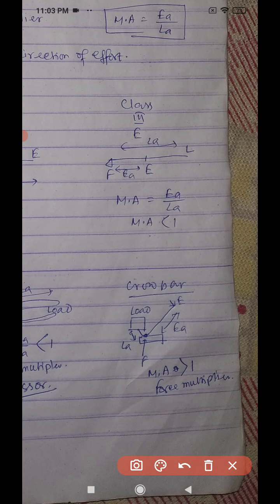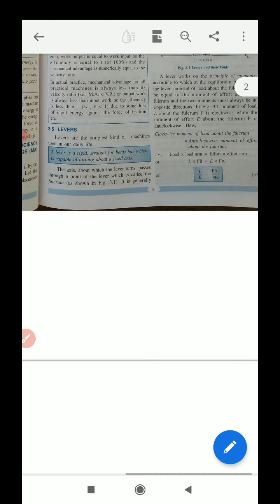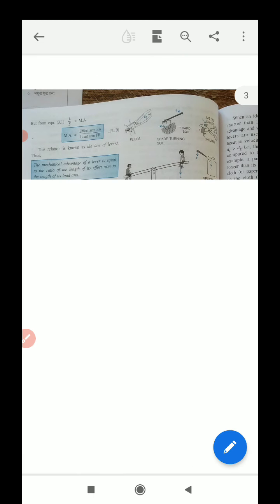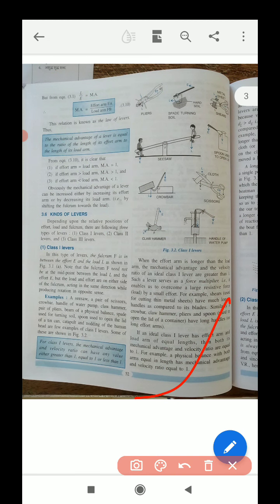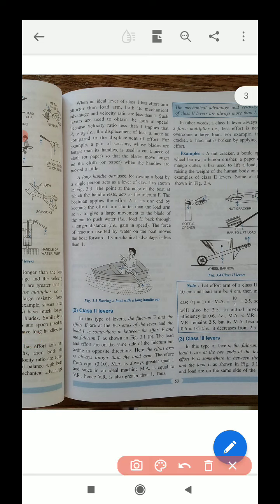So students, I think you understand up to the class 1 lever, which I complete today. Now move to the book. Here is the page. This portion you read, check the book and read it. Here is the kind of lever, class 1 lever, and here everything is written: force multiplier and all the other things. This portion also says that the displacement of load is more, a pair of scissors, everything is written. And class 2 I will explain next class.